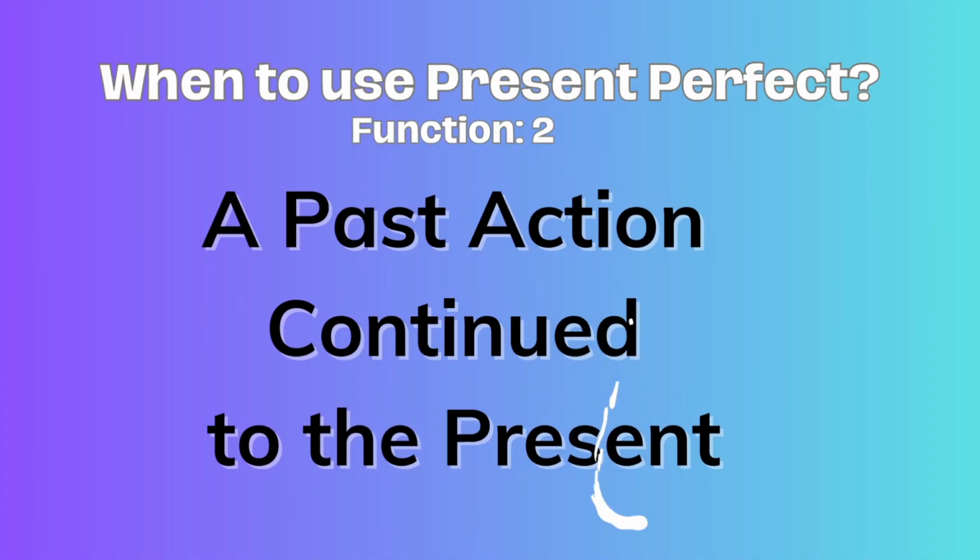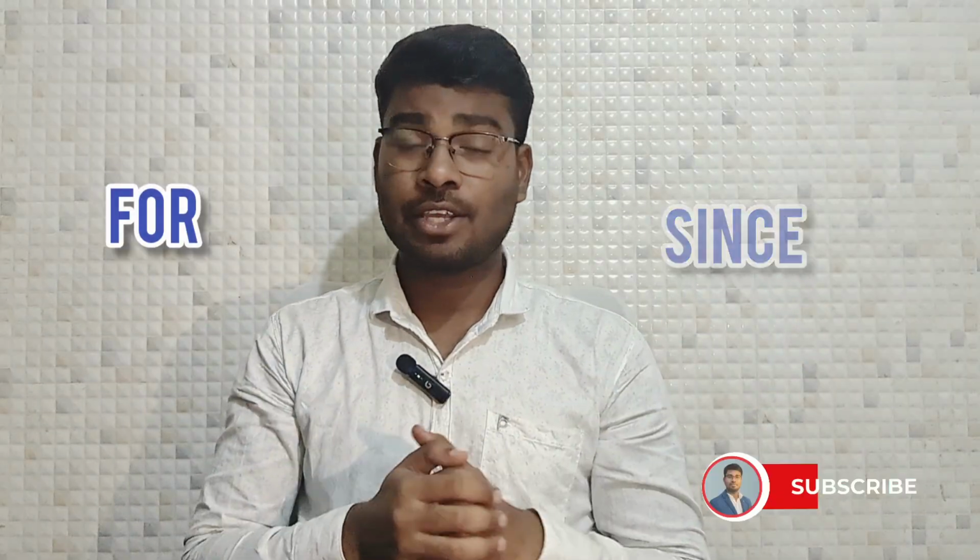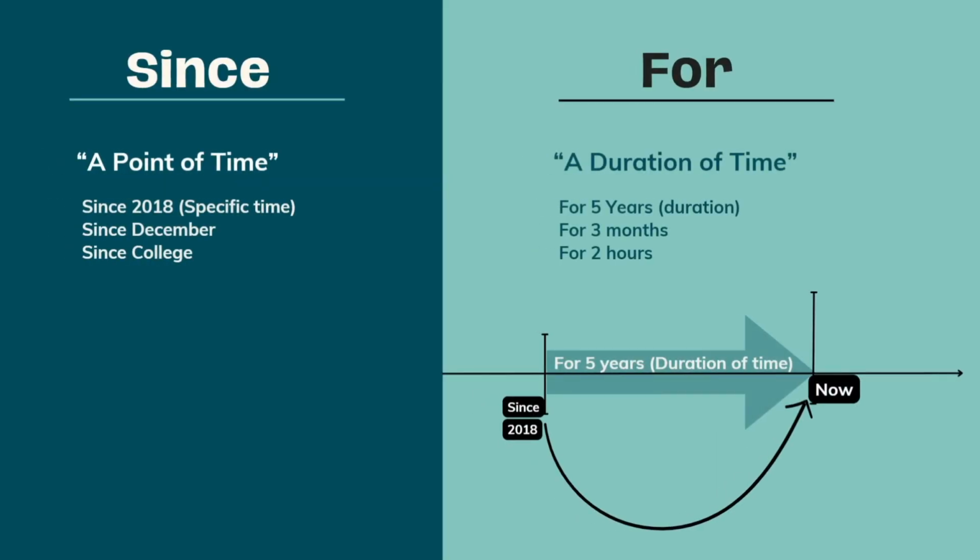The second function of the present perfect tense is an action that started in the past and continues now in the present. In easy words, we use the present perfect tense to talk about an action that started in the past and is continuing in the present. And here we have to use the magical words since and for. Why? To capture the time frame, like for how long and since when. Now, since is applied for a specific time, and for is applied for a duration of time.